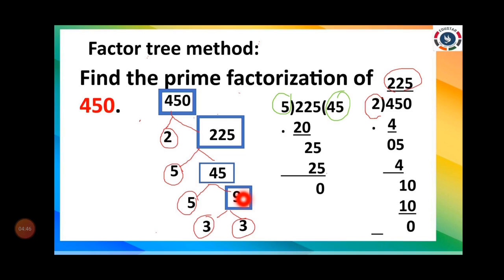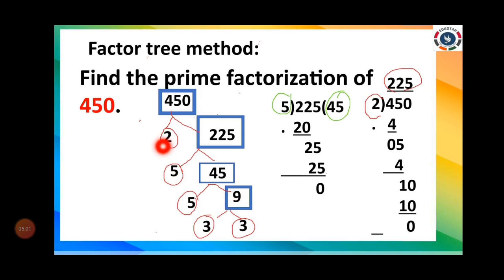3. So 9 is coming in the 3 table, so it is divisible by 3. 3 is a prime number. So 3 threes are 9. You want to divide the values until you get a prime number, so you can stop there.